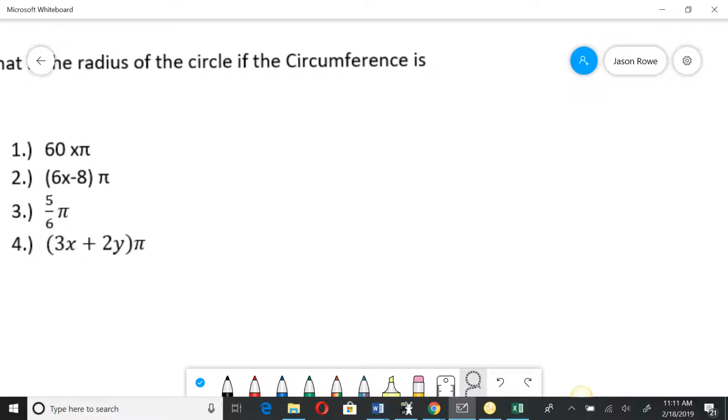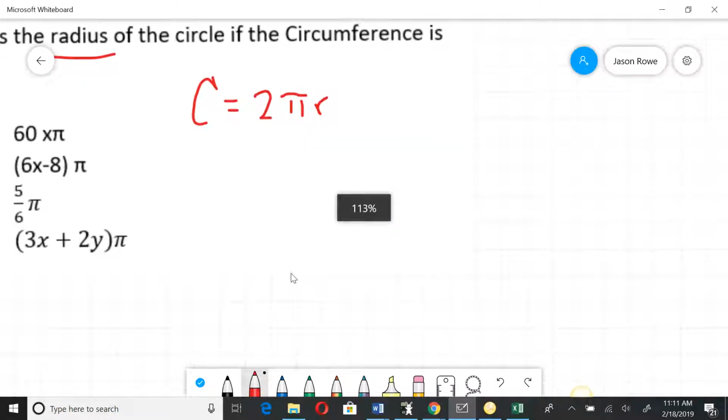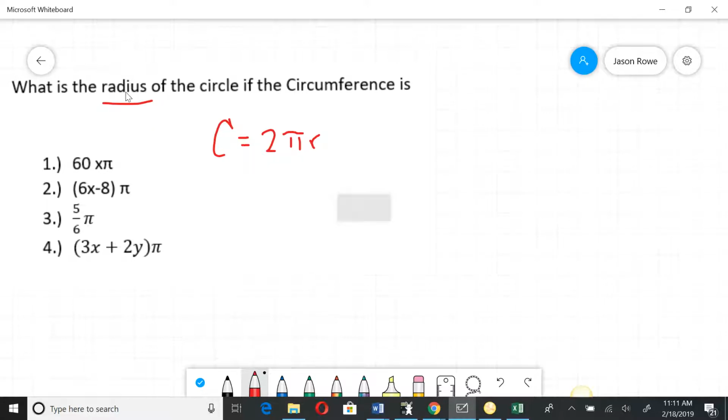Now, if you'll recall, the formula for circumference that we're going to focus on here is C equals 2 pi r, because we're asked to find the radius. So let me zoom out so we can see that with us. We're asked to find the radius, and we're given these as our circumference. So what are we going to do here? We're going to replace C with whatever that value is. So for our first example here, we're going to replace that with 60 x pi.